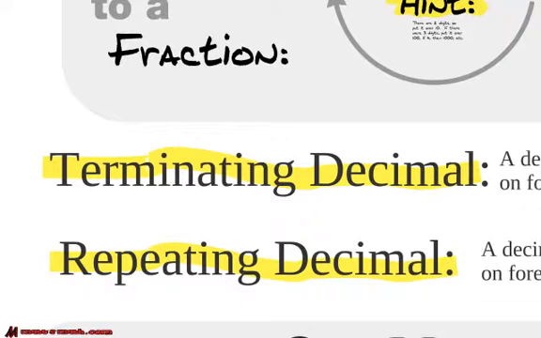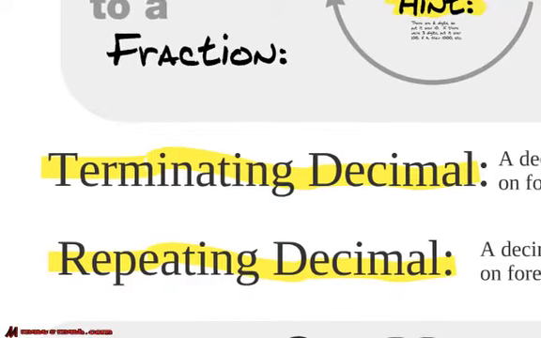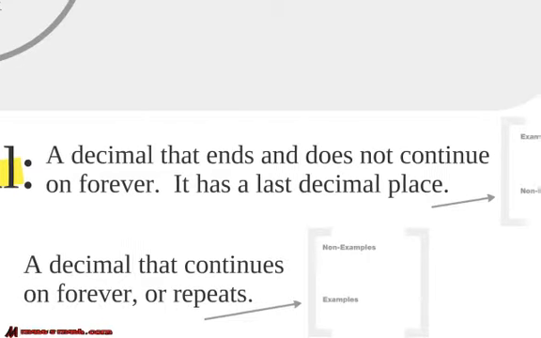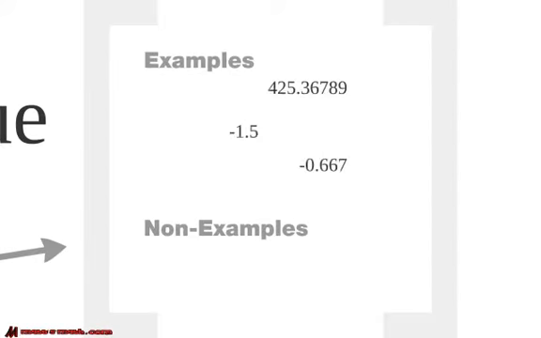All right, let's talk a little bit more about terminating and repeating decimals. Terminating decimals are decimals that actually end, and they don't continue on forever. It has actually a last decimal place. Like these guys. Let's look at these examples. Even though this is long, it still ends. It stops at 9. This is short, super short, ends, and this one ends. These are called terminating.